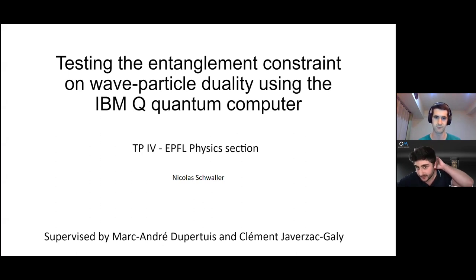So the first one will be a rather, I would say, mix between theoretical and experimental work realized by Nicolas Schwaller in collaboration with Professor Dupertuis and Clément Javert-Zagali, who's part of the committee of MIREX. And on the second basis, we will host another presentation, which will be dealing with quantum technologies ecosystem, basically. And we'll have the chance to host Sam Kearney, who will talk to us about the CDL, Creative Destruction Lab initiative. And I will speak about them after the first presentation.